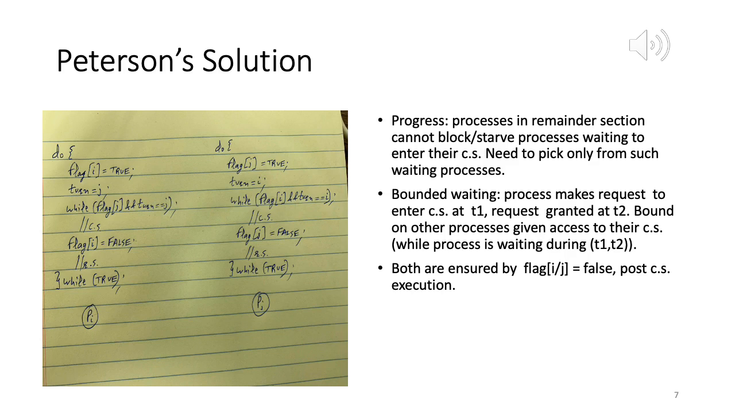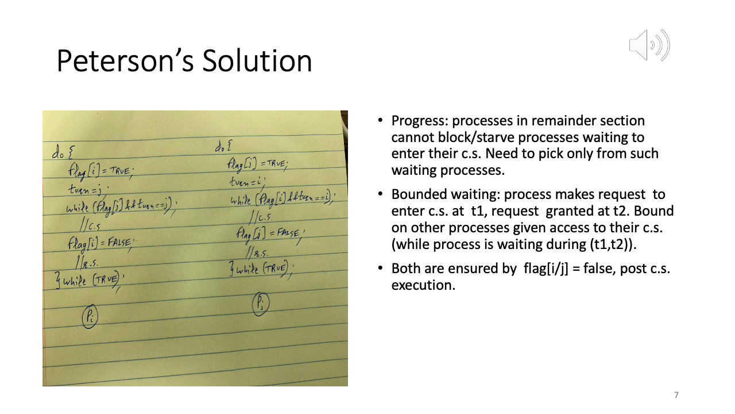Of course, if only Pi is running, Pj is not running, progress is guaranteed. Flag i is true, turn is j. Flag j is false because Pj is not running, so Pi enters the critical section and gets out. If Pj is running, Pi is not running, again Pj will make progress, no problem at all. There is no contention actually. And even if both Pi and Pj are running at the same time, we ensure both progress and bounded waiting.